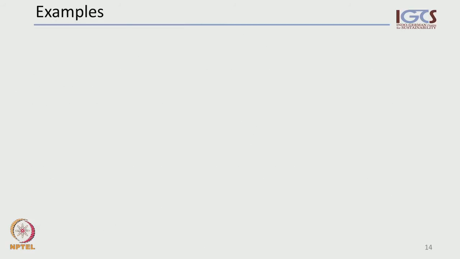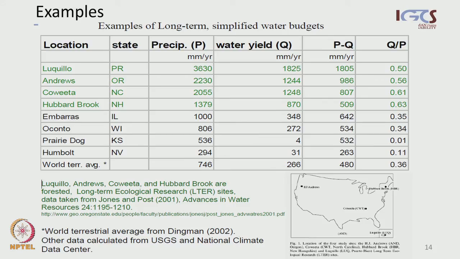Now, I want to show you a few examples of water budgets to give you an idea of how this looks and how it's been applied. First example is our various river basins in the US.